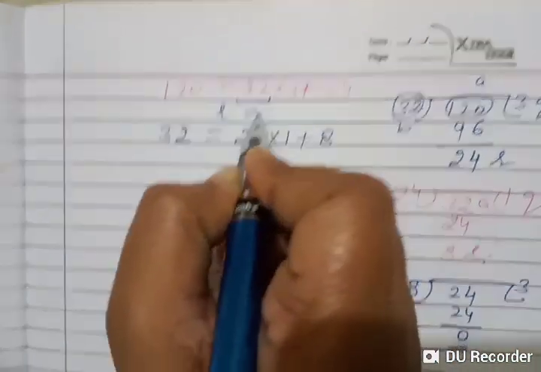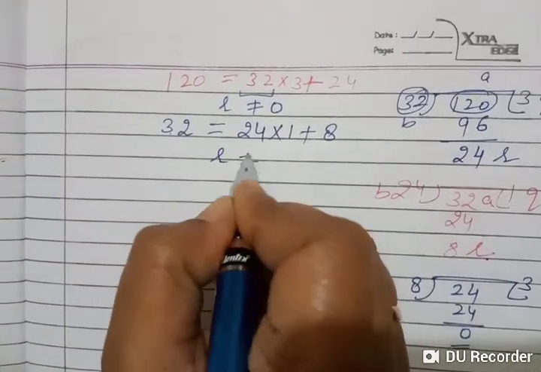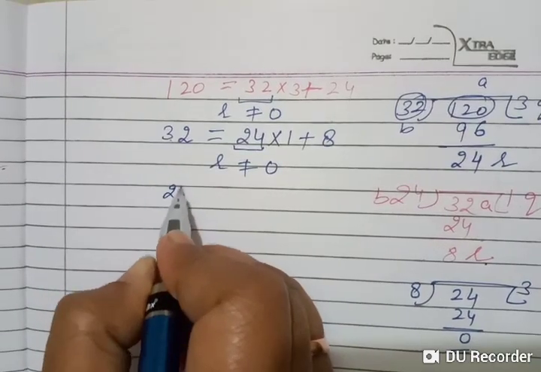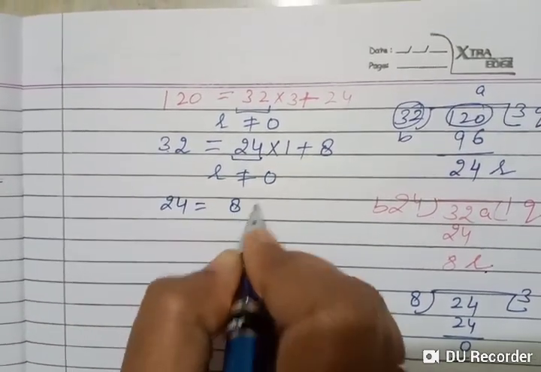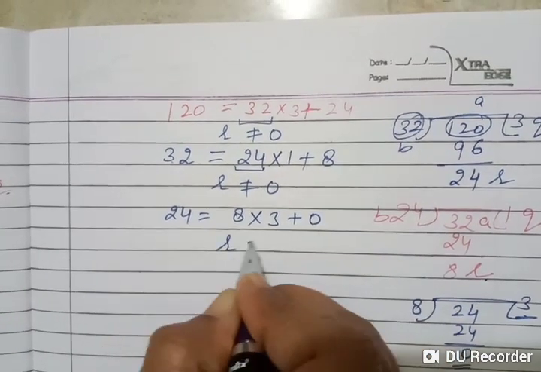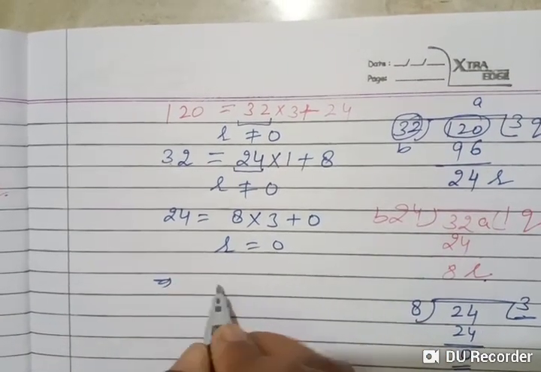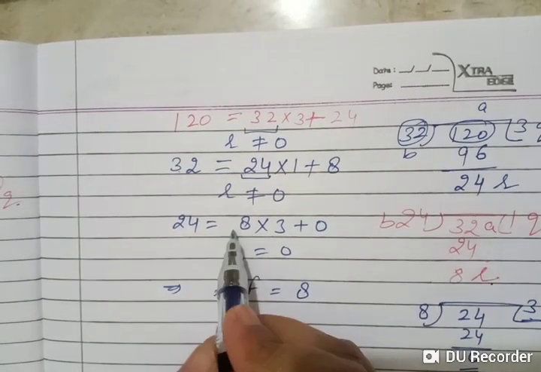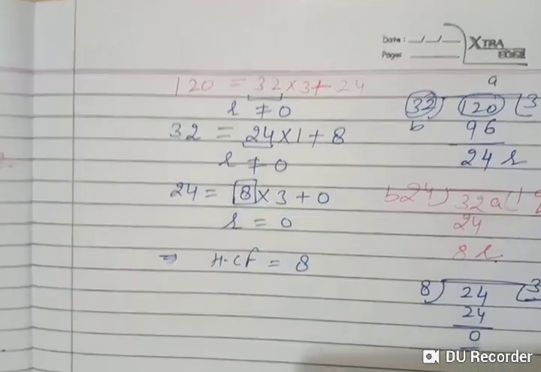We'll write the remainder. So the new dividend is 24, divisor is 8, quotient is 3, remainder is 0. This implies HCF is equal to 8, the last divisor. This is our HCF.